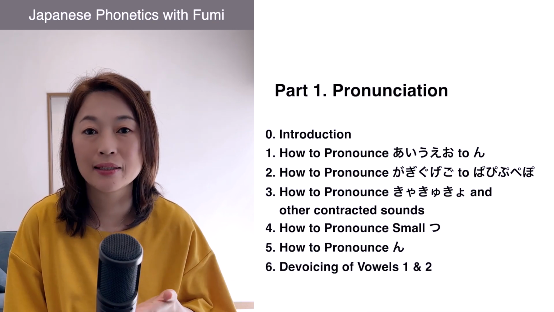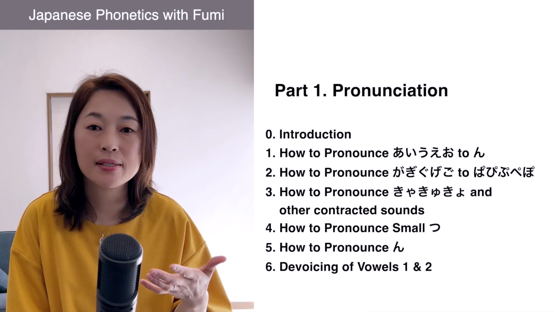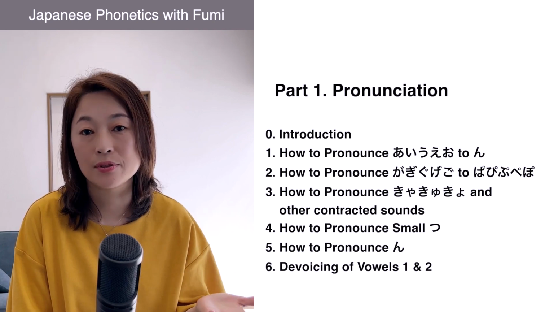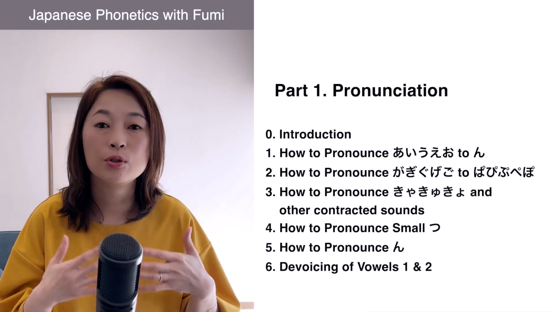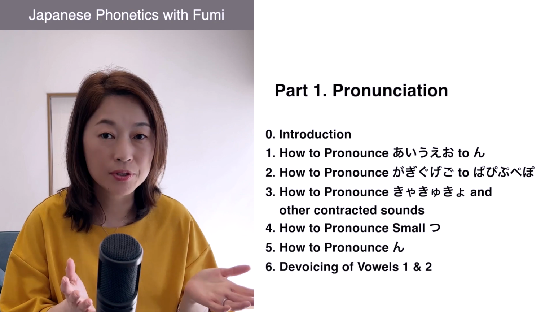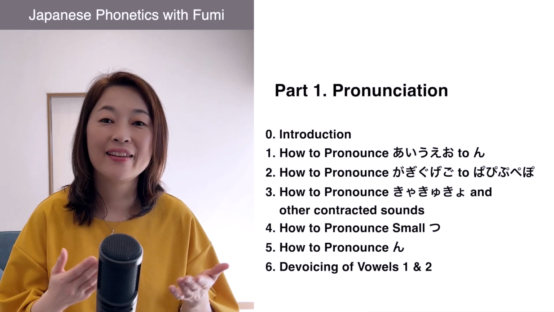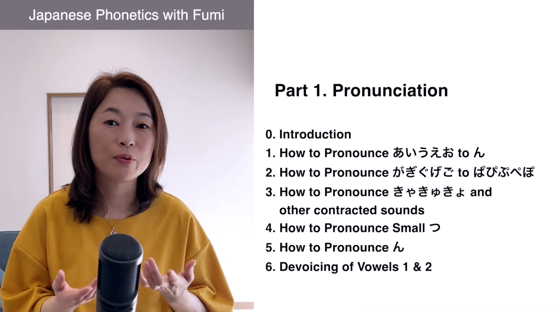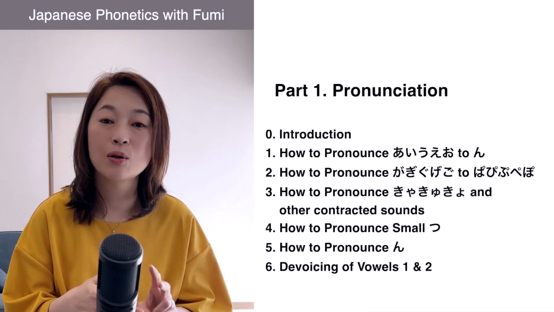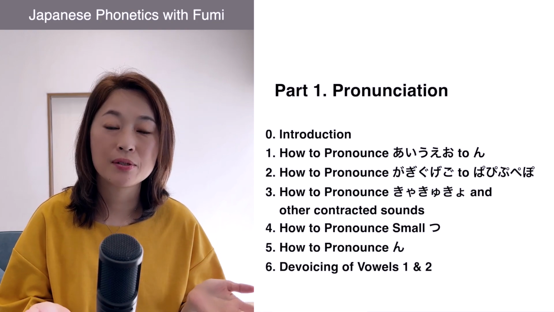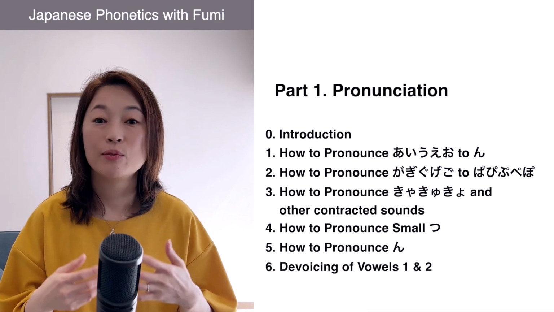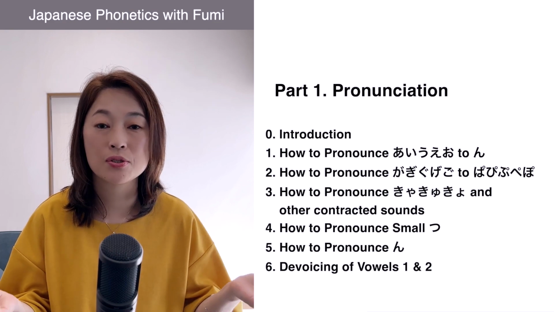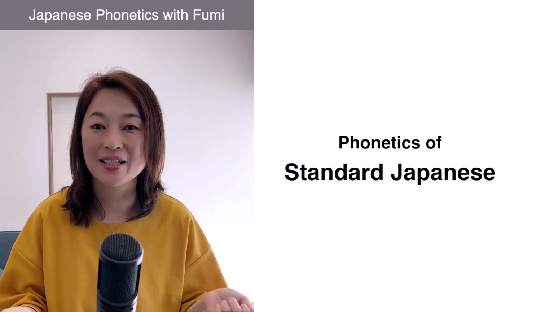Japanese hiragana and katakana are phonograms, which means the characters show the sounds. So if you know how to pronounce all the hiragana or katakana, you know all the Japanese sounds. So first, we'll learn them one by one. Then, of course, we'll learn about how to pronounce small tsu, long vowels, which English speakers tend to have problems with. Then we'll learn the voicing of vowels, which is one of the most important features of standard Japanese. So this course is about the phonetics of standard Japanese.